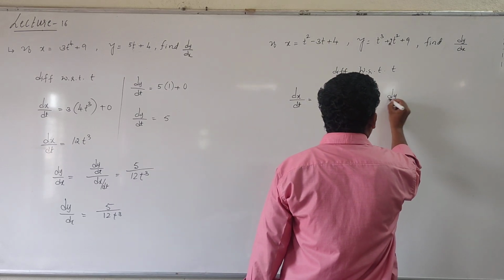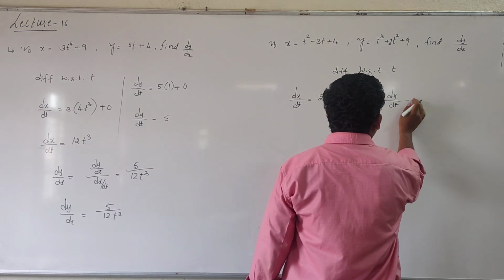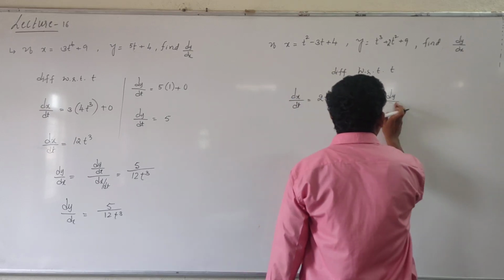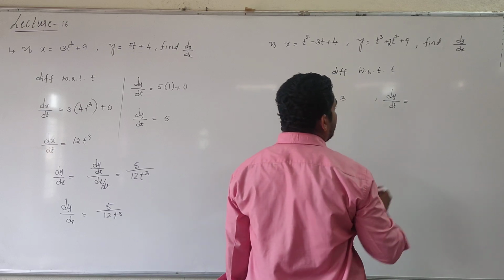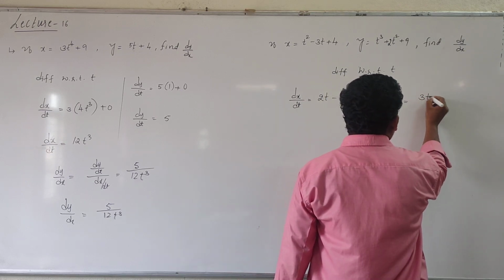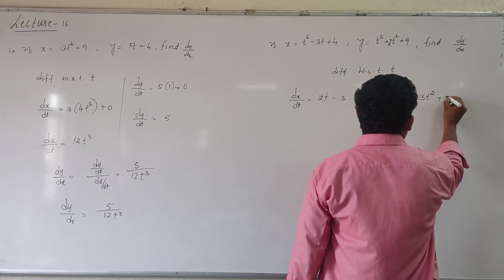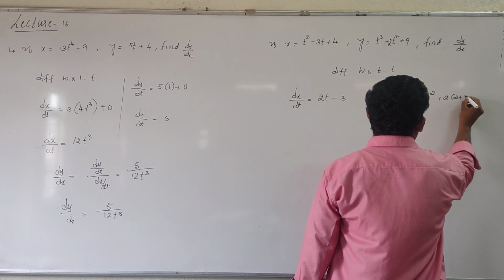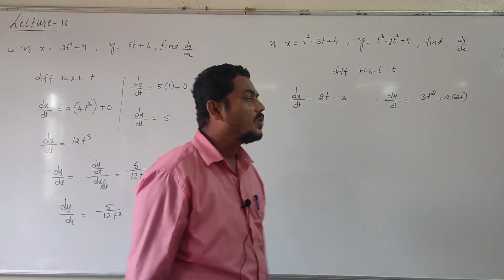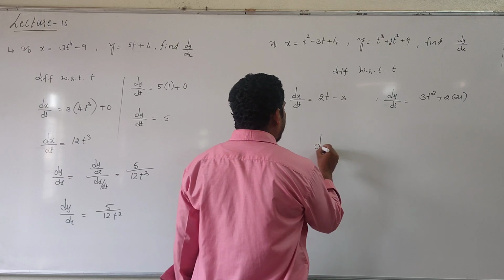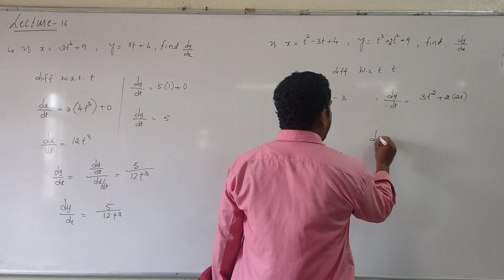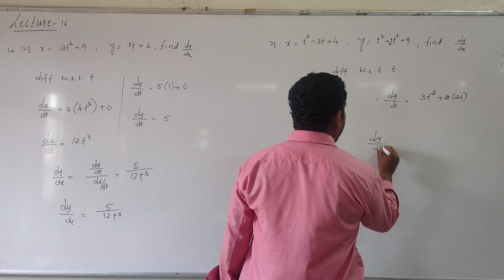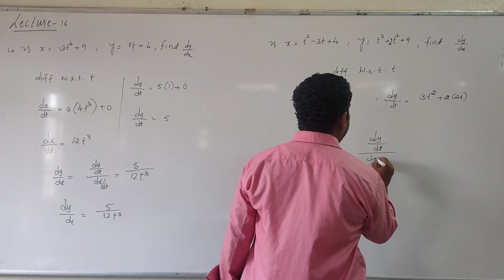And dy by dt, differentiation of y with respect to t. Dy by dt is equal to 3t square plus 2 into 2t. T square differentiation is 2t. Now, what is our requirement? Dy by dx. Dy by dx is equal to dy by dt divided by dx by dt.